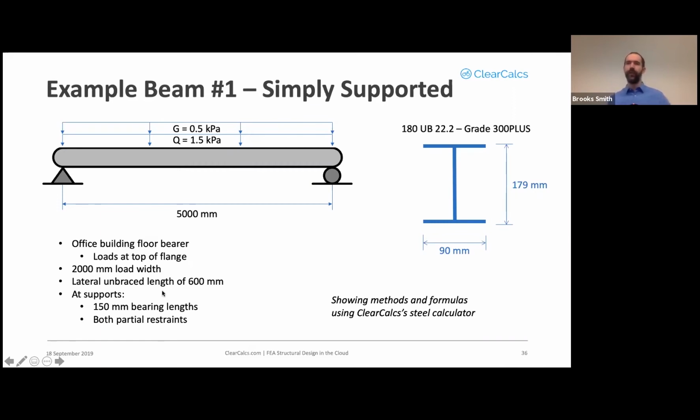At the supports, I'm going to assume that this is bearing down onto a beam below or onto a column below with 150 millimeter bearing. And I'm going to assume that both of these are partial restraints. Because of course, if it's bearing, then the bottom flange is the thing being supported. That's the non-critical flange, and that would be a partial restraint. What's going to end up working out here, and I'll show you how to figure this out, is a 180 UB 22.2 in grade 300 plus.